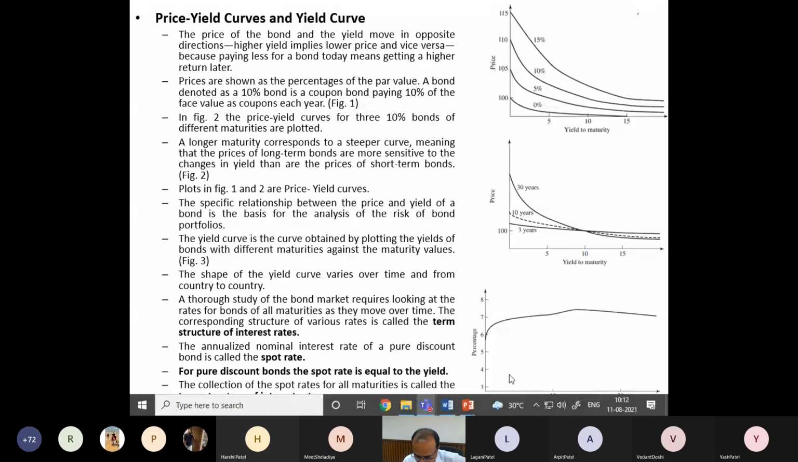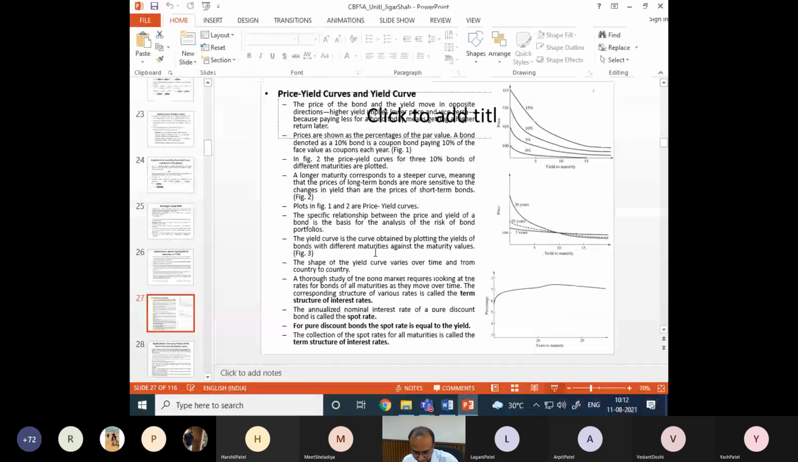So yield curve is here on x-axis. I think it is not visible. Let me go to the... Just a minute. Yeah. So you can see on x-axis we have now years of maturity.